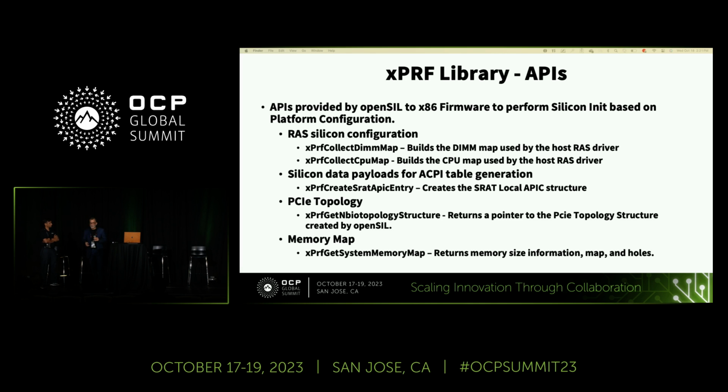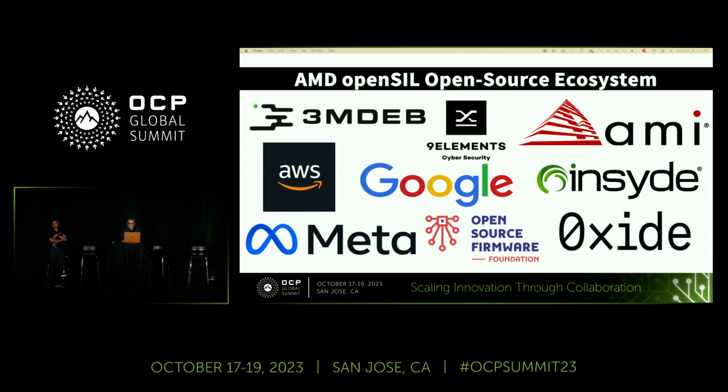It also gathers the PCI topology, which we refer to as the get NBIO topology structure. And finally, it gets a memory map as well. There are a few other APIs in the PRF library. I purposely left them out. I didn't have much space in the slides, but these are some of the main APIs.